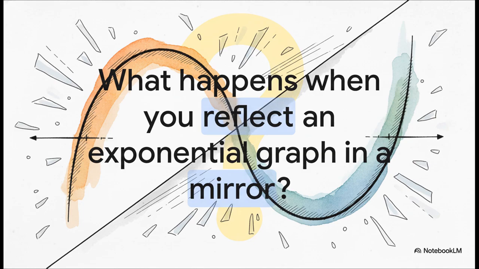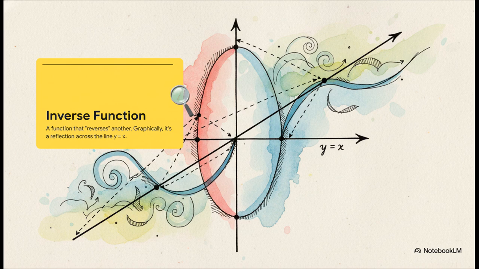Picture that classic exponential graph, the one that swoops up really fast. Now, what do you think would happen if you reflected that curve in a mirror, one that's placed perfectly on a diagonal line? Just hold on to that thought for a second. So that mirror line we're talking about? In math, that's the line y equals x.